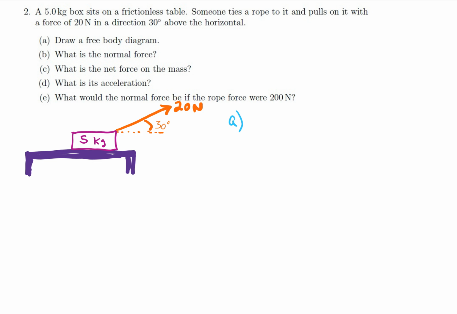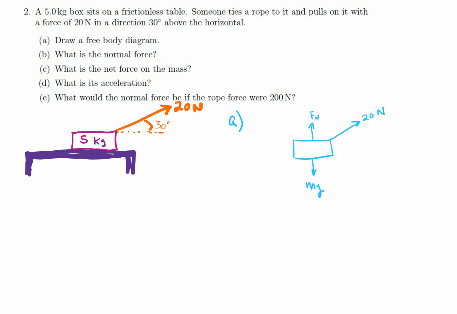So we'll draw a free body diagram for the box, and this box has three forces acting on it. It has gravity pushing down as always. It has the normal force, which is always perpendicular to that surface, so perpendicular to the table. And now there's also this 20 Newton force of somebody pulling on it. There. So that's our free body diagram.